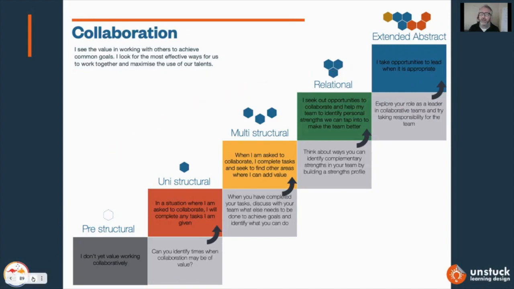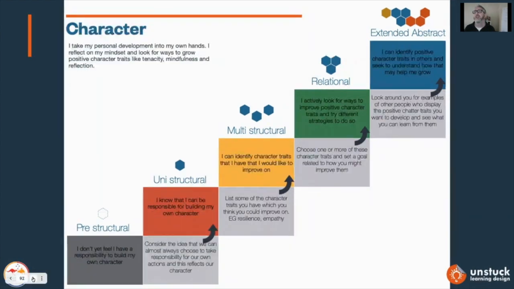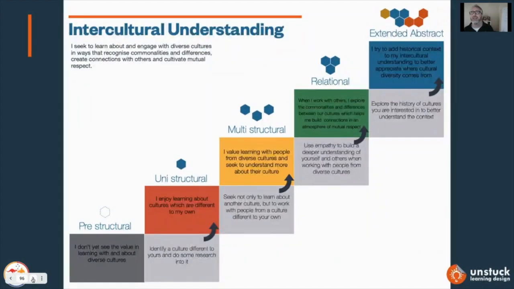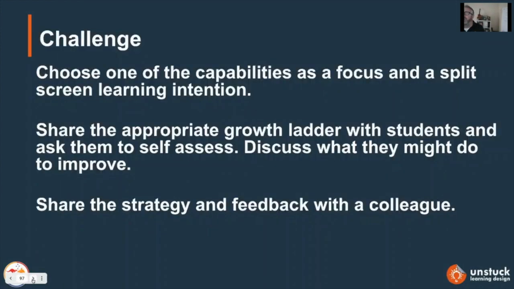So we've written these, and again, they're in your workbook. We've written these for communication, citizenship, character, critical thinking, creative thinking, digital literacy, and intercultural understanding. So what we would love you to do, the challenge, is to choose one of the capabilities as a focus and a split screen learning intention. So you might be working with your maths class or your science class or your English class. Choose one of those capabilities, maybe collaboration or communication or critical thinking, whatever makes sense to you. Share the appropriate growth ladder with students and ask them to self-assess. Discuss what they might do to improve. Then share that strategy and the feedback with a colleague.